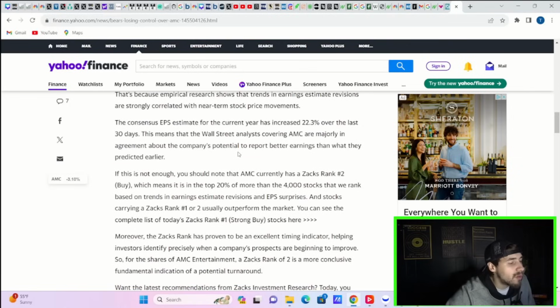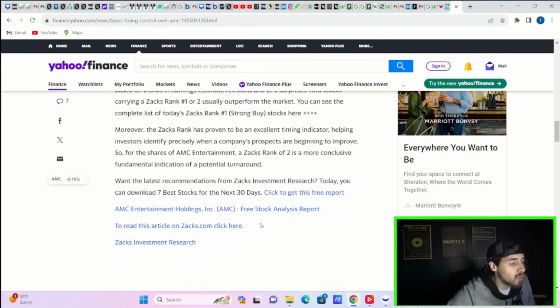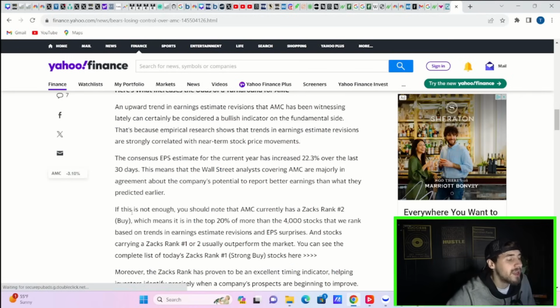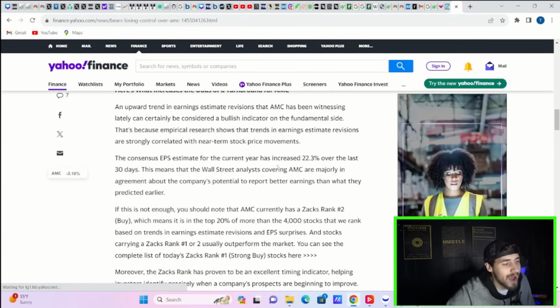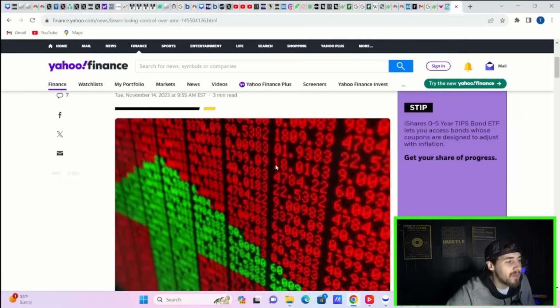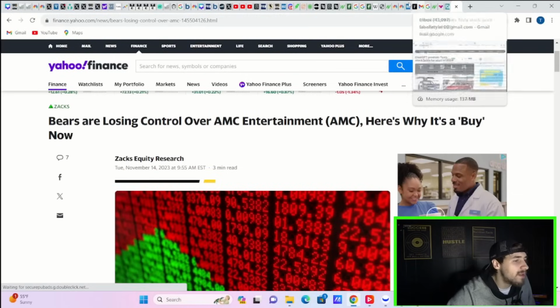If this is not enough, you should note that AMC currently has a Zacks ranking of number 2, which is a buy, which means it is in the top 20% or more of 5,000 stocks that we rank based on trends in earnings estimate revisions and EPS surprises. So it's ranked pretty good over here on Zacks. It was not a buy recently. The last time I looked at a Zacks consensus estimate, you were not at a buy. You were at like a hold or a sell, right? So that is even new information to me.